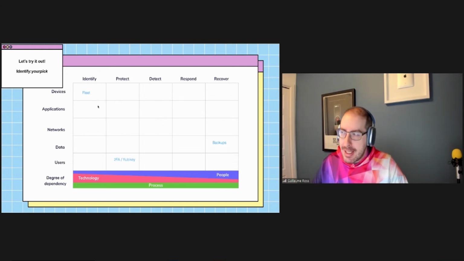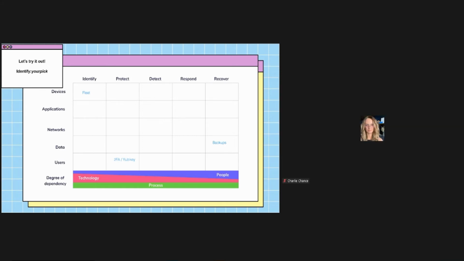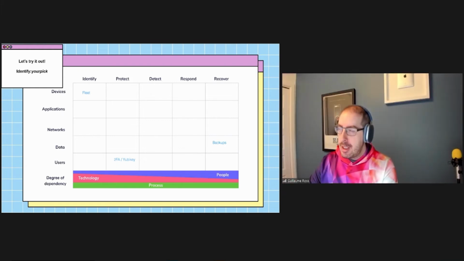I have one example that I know fits under identify. So Rumble. I don't know if many of you know Rumble. I know some of you do. Rumble is a security product. I think their URL is rumble.run, cool domain. And it's a network discovery tool, right?